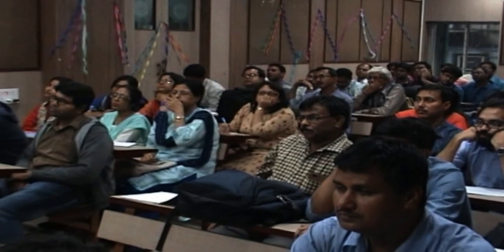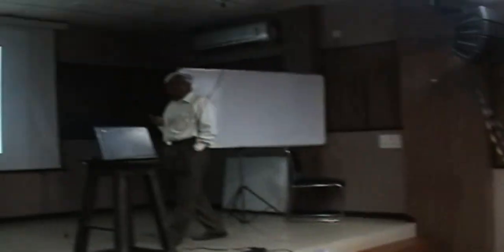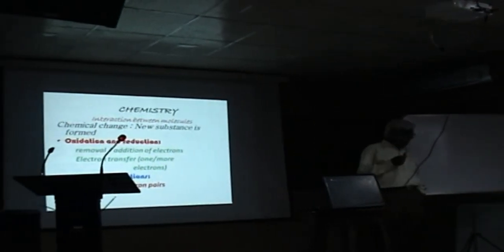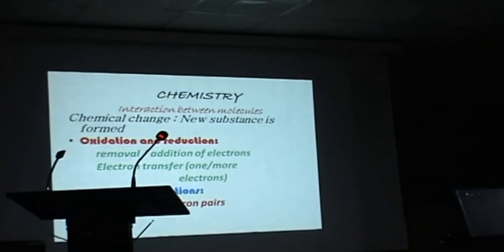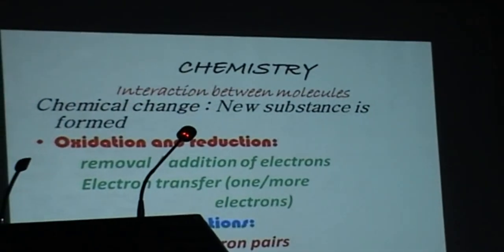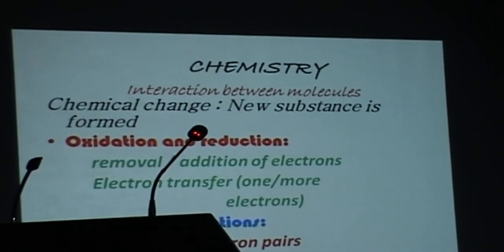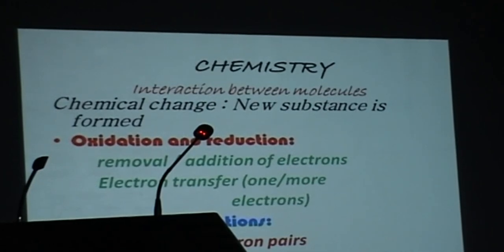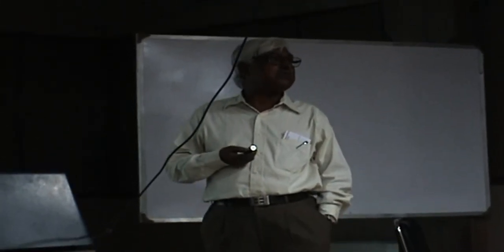Now, chemistry deals with the interaction between molecules, and we divide any change into physical change and chemical change. What is a chemical change? We define a chemical change as a change where a new substance is formed. For example, hydrogen reacts with oxygen to produce water. Hydrogen disappears from the system, oxygen disappears from the system, and a new substance, water, has been produced. This is a chemical change.